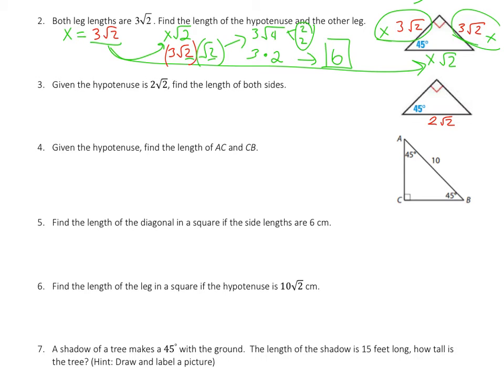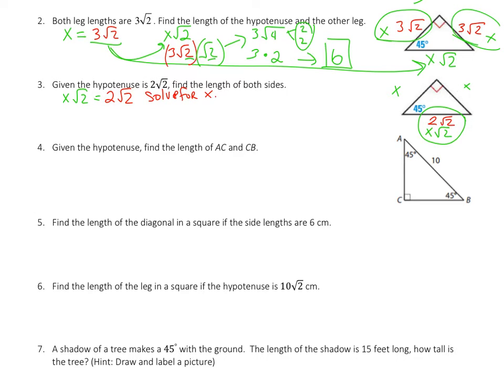Just like we did before, we need to draw in our picture the hypotenuse as 2 square root 2. Now we need to label each of the sides with our ratio, so we have x, x, x square root 2. We need to set equal wherever the number is equal to my ratio. So there's my equation: x square root 2 needs to equal my side length of 2 square root 2. And we need to solve for x.